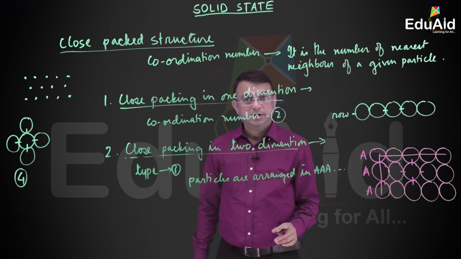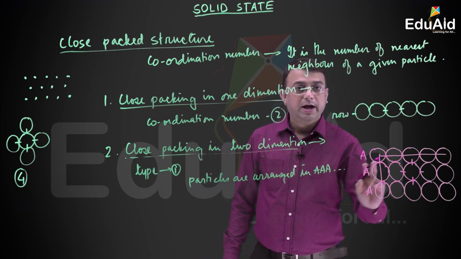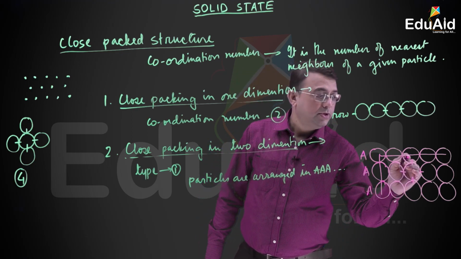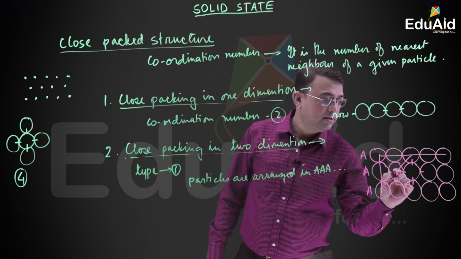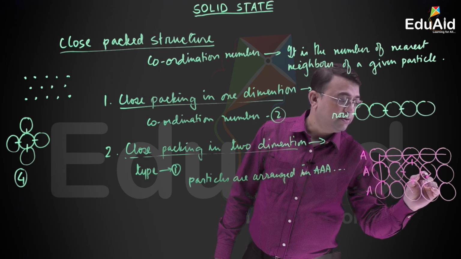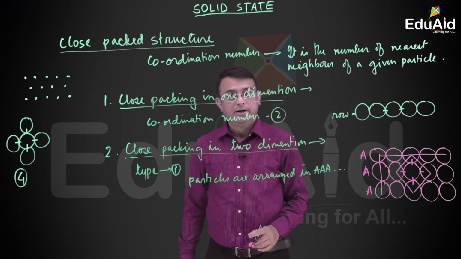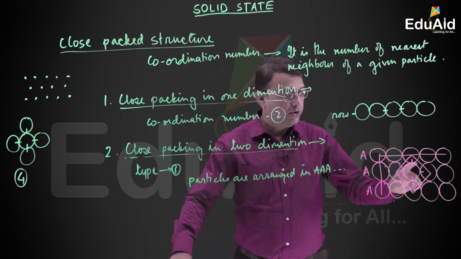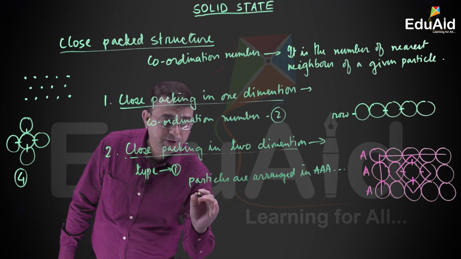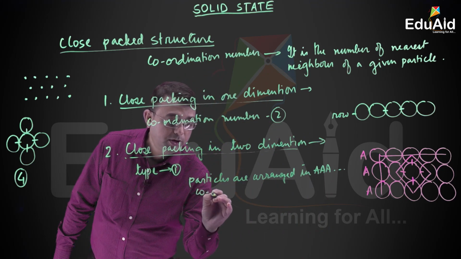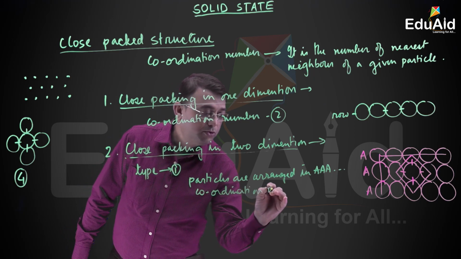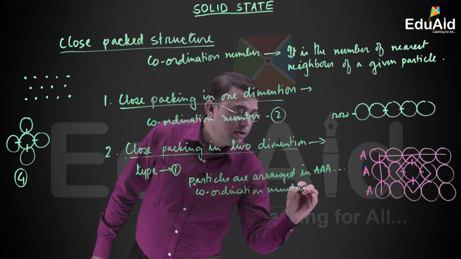Have you seen this? Each particle is touching 4 other particles. That is why, if we connect this, we will find a square, right? So what is the coordination number for type 1? The coordination number is 4.